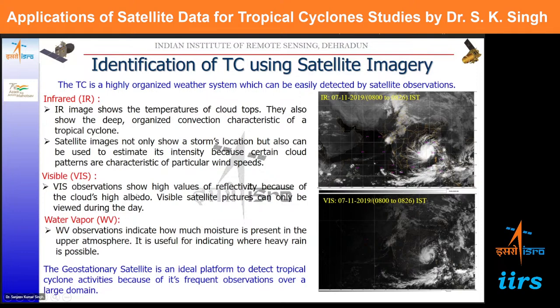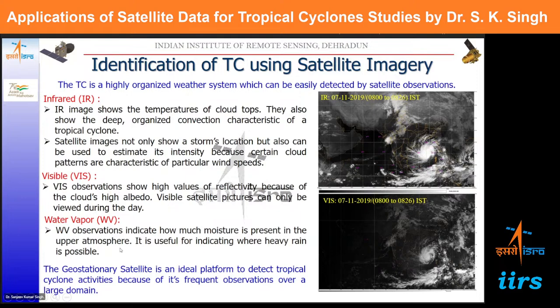Next is the visible image. The visible image shows a high value of reflectivity, because in the tropical cyclone there is deep convective cloud with water droplets. Due to the water droplets, the albedo is high and the reflectivity is more. So it looks very bright in the visible image. But the limitation of the visible image is that it is not available during night time.